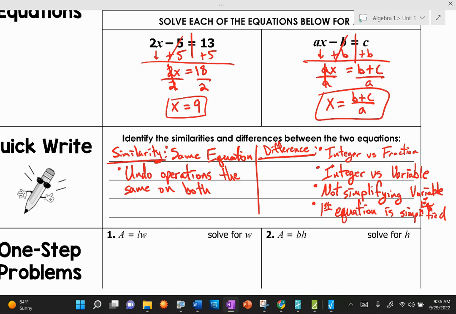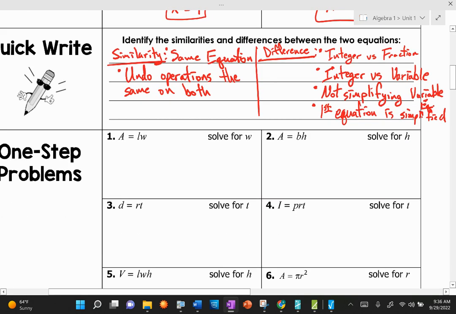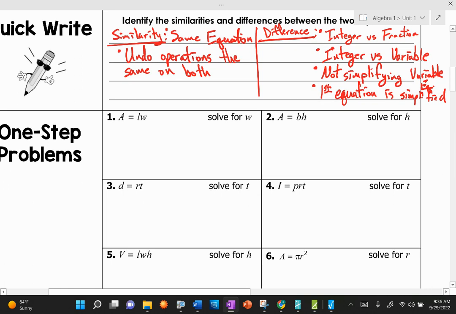The similarities, what do we notice? It's the same equation, and you work it the exact same way. So that's the way that we need to look at them. Those are great observations. So the nice thing about these problems to me is every single one of these equations is a real equation, a real formula. So number one, what is this formula for?